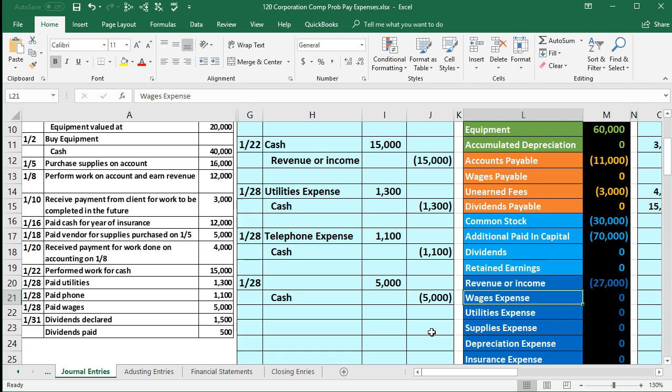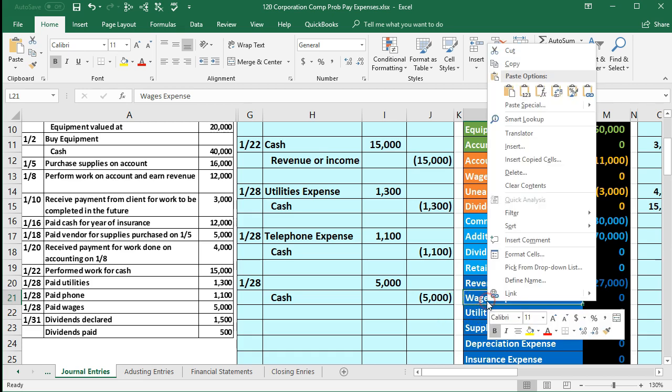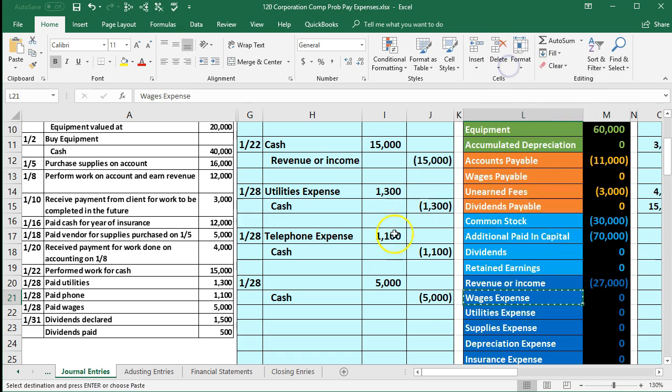Why are we debiting it to an expense account? Not because we're paying it necessarily, but because we used, paid or consumed the service of wages during this time period. So we're going to copy that wages expense. And we're going to put that in H20, right click and paste 123. So here's going to be our 3 journal entries that we need to record now.